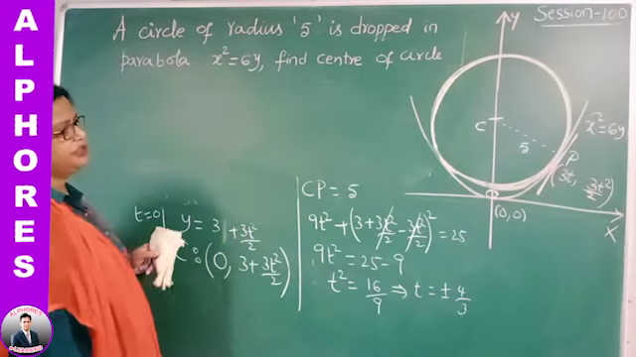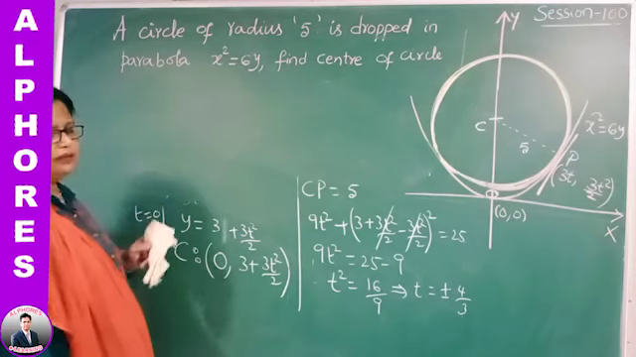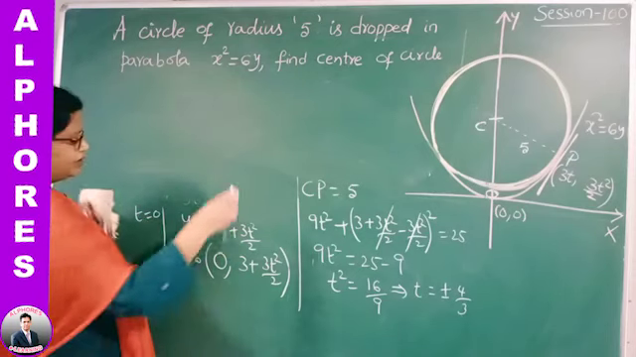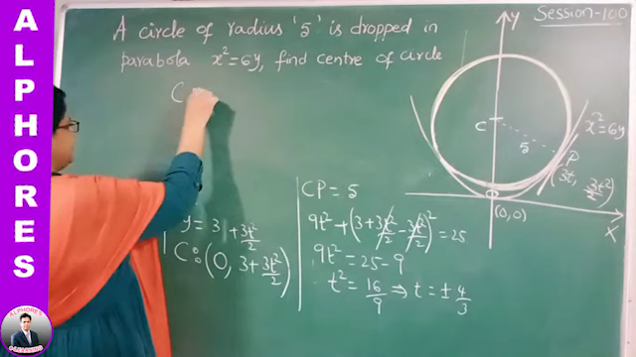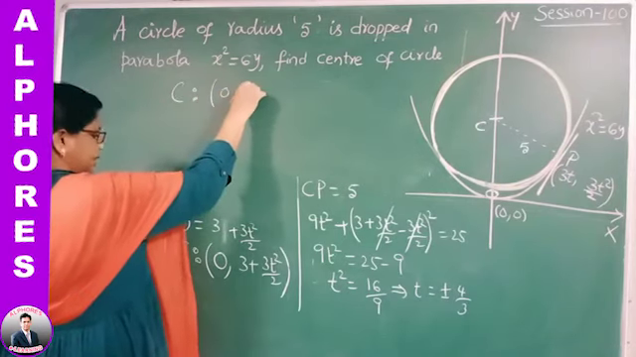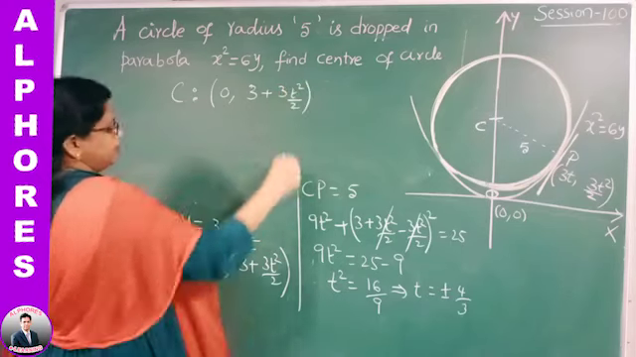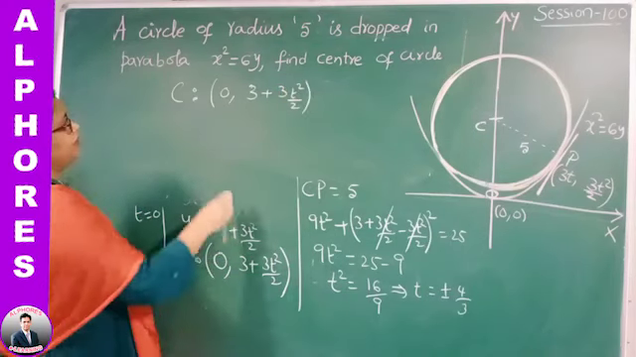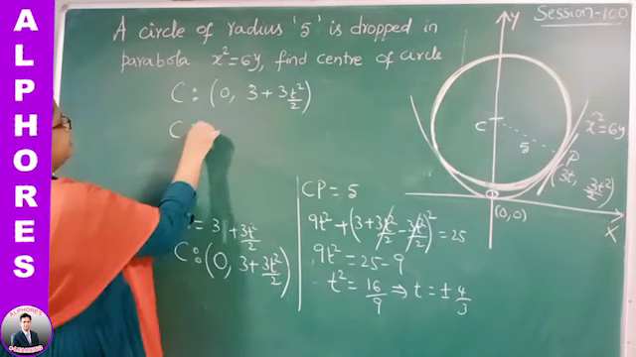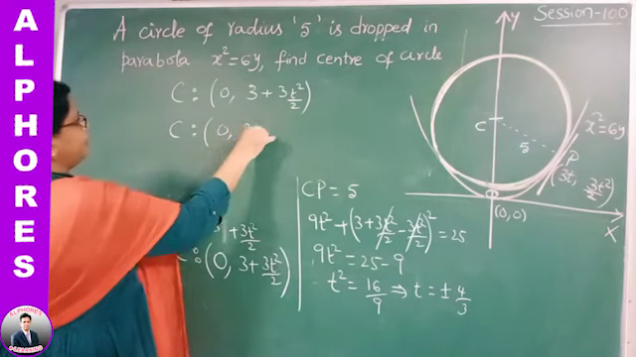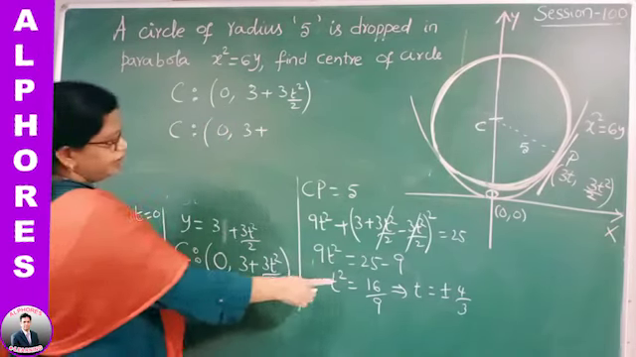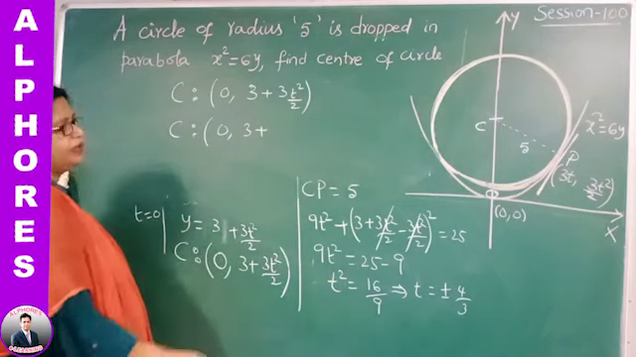So let us substitute this value in our requirement, that is the center. So what is the center now, students? C is nothing but (0, 3 plus 3t² divided by 2). Let us substitute plus or minus 4 by 3, so this is nothing but (0, 3 plus, t² means what is the value, 16 divided by 9).